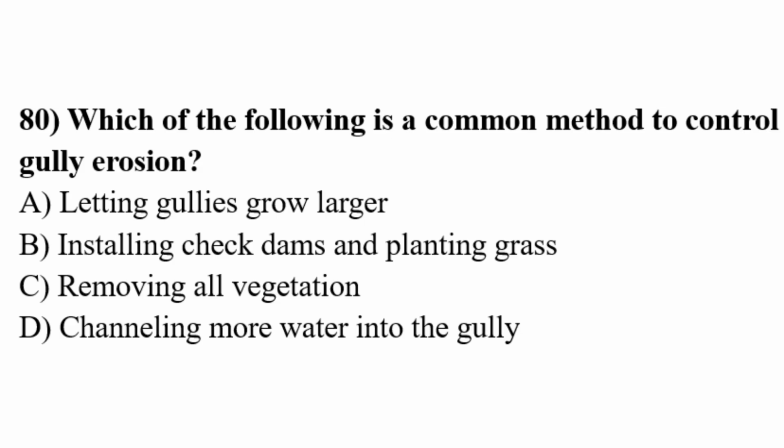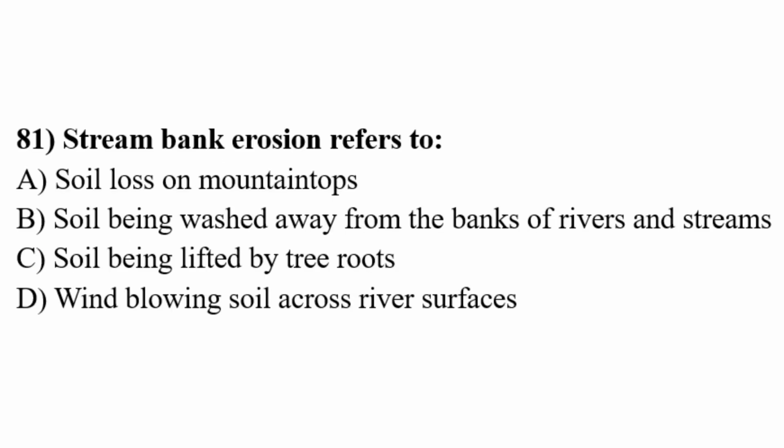80. Which of the following is a common method to control gully erosion? A. Letting gullies grow larger. B. Installing check dams and planting grass. C. Removing all vegetation. D. Channeling more water into the gully. Answer: B. Installing check dams and planting grass.